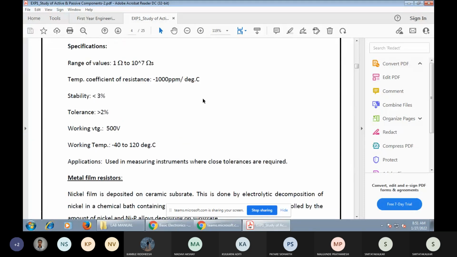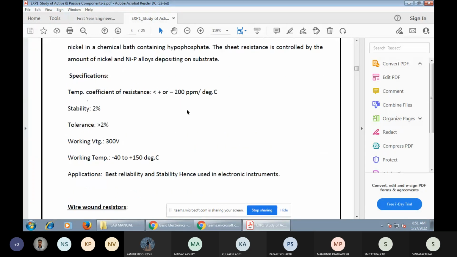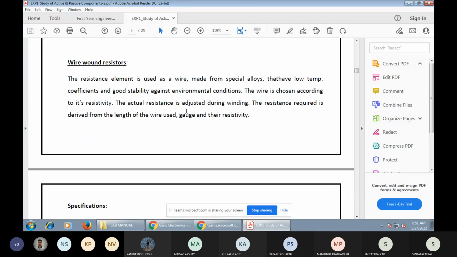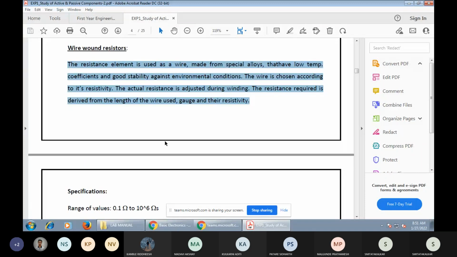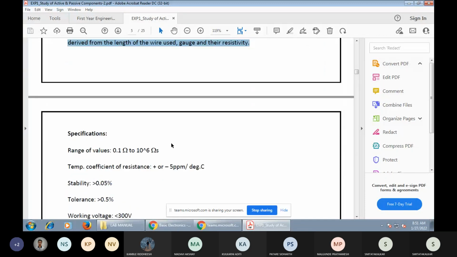Here are the values of the specification for each and every resistor. In a wire wound resistor, the wire is wound for good stability of the conducting resistivity. That's why resistance is used in a wire wound.